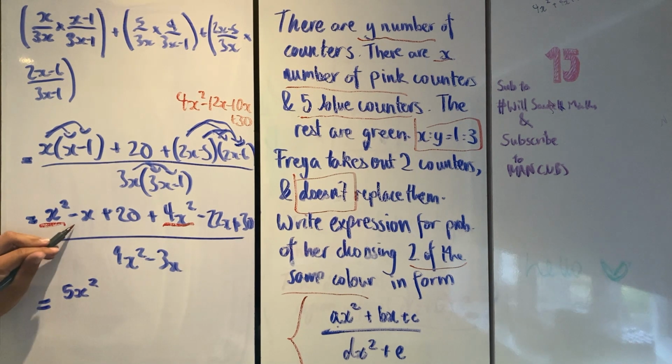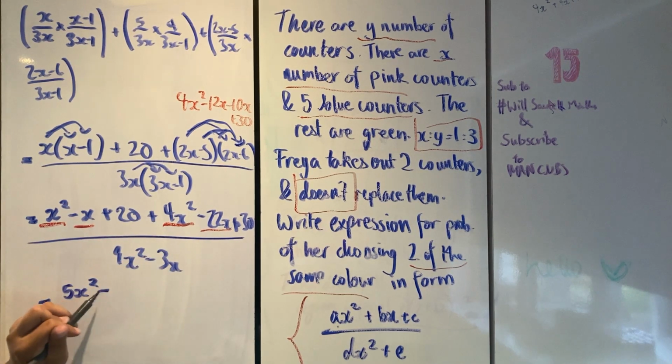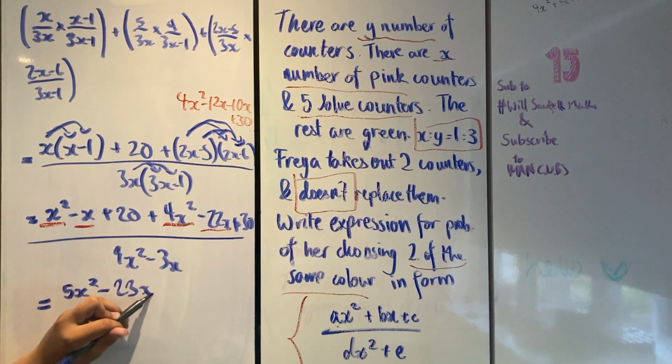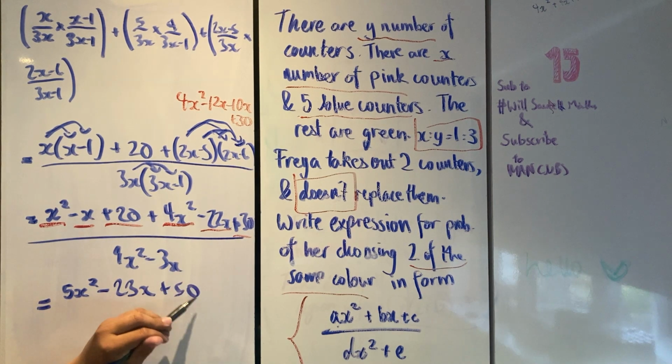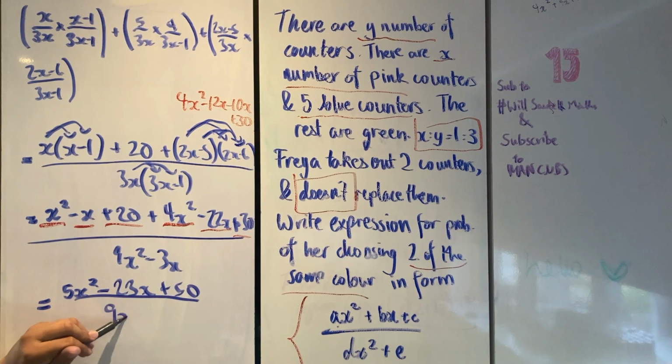Now we've got some more like terms. We've got minus x and minus 22x. If you put those together, it becomes minus 23x. Our last set of like terms is our plus 20 and plus 30. 20 plus 30 is easily just 50. And that's all over going to be 9x squared minus 3x.